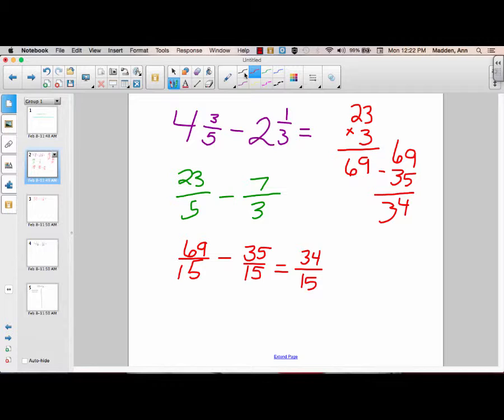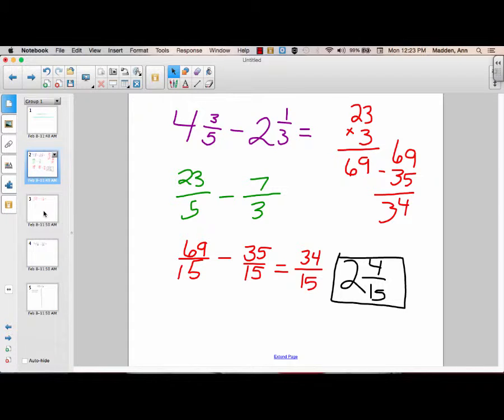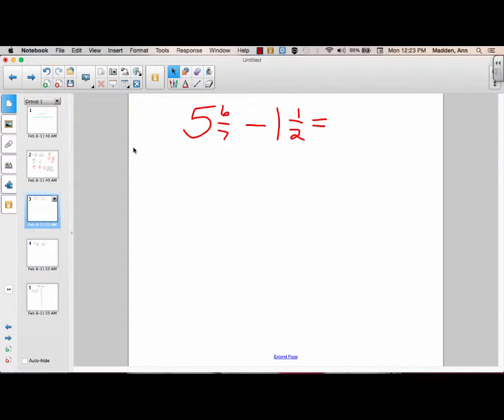Now your final step to do would be to take this improper fraction and change it back into a mixed number. How many 15s in 34? There are 2. 2 times 15 is 30, with 4 left over 15. So 4 and 3/5 minus 2 and 1/3 equals 2 and 4/15. Let's take a look at a second one. 5 and 6/7 minus 1 1/2.